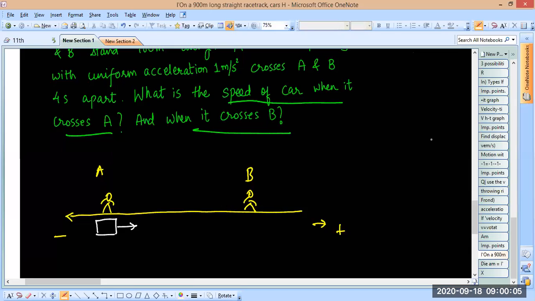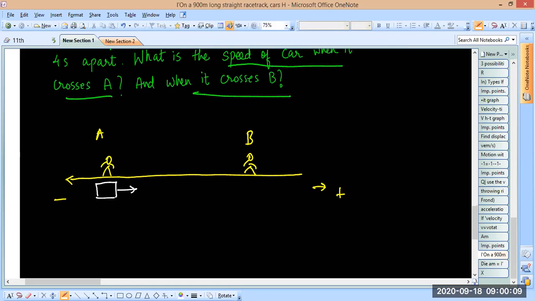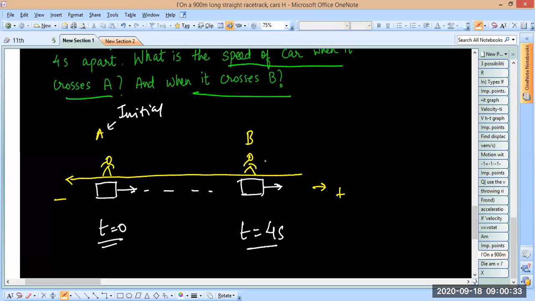When the vehicle is at this point A, suppose the vehicle is coming from left to right. How do I know? I'll talk about that at the end. This we consider as initial, meaning when the vehicle crosses A, time equals 0. Then the vehicle will reach here, that will be 4 seconds. Is this clear? And this is our final situation.